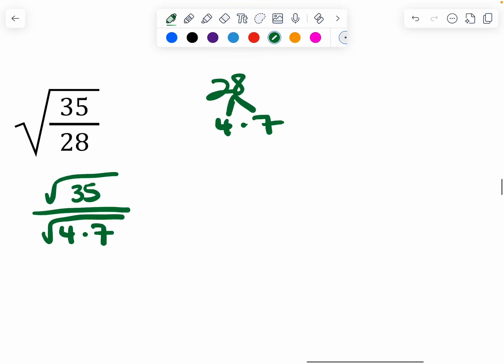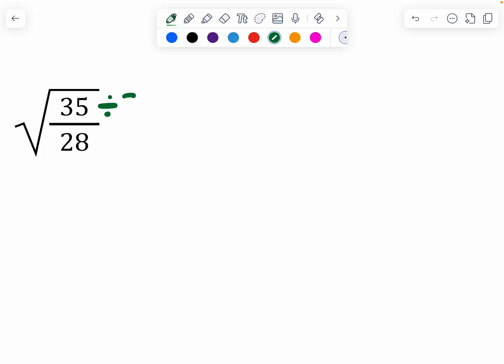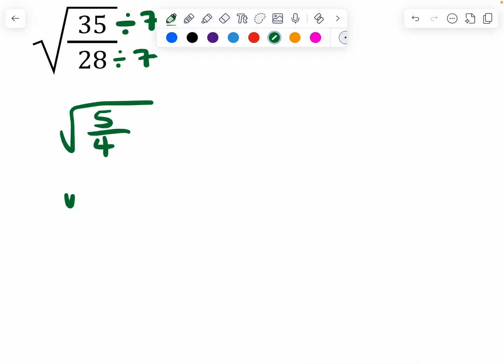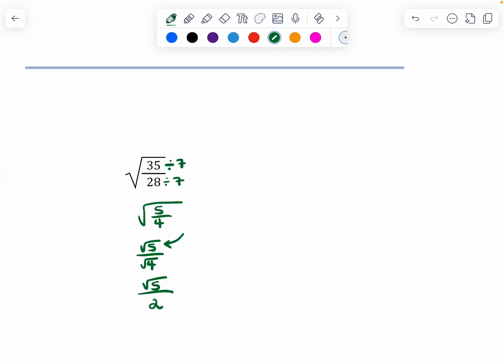Oh, back up. I can simplify this fraction. Look at that, boys and girls. I did not pay attention. 7 goes into both of these numbers. So I get the square root of 5 over the square root of 4. I cannot do anything with the numerator, so I leave it alone. The square root of 4 is 2.